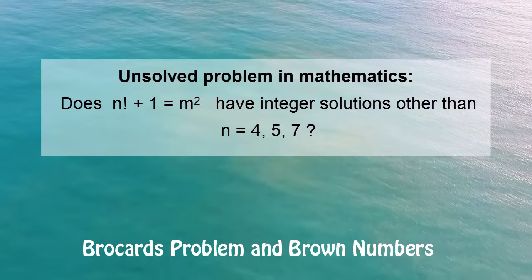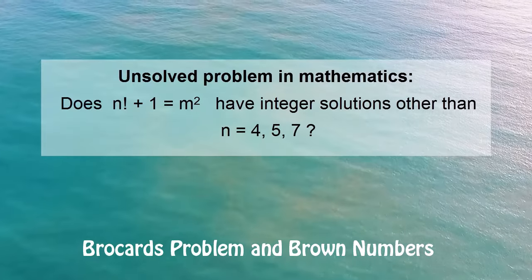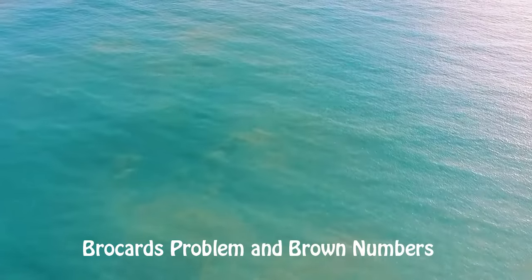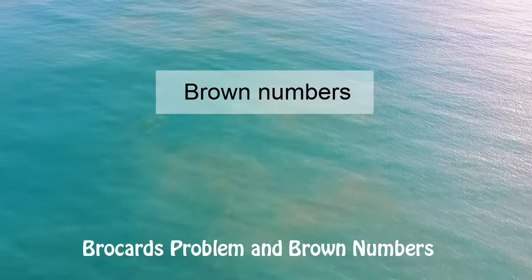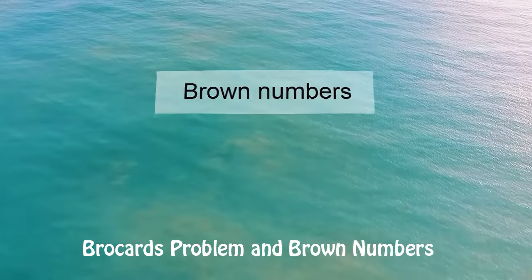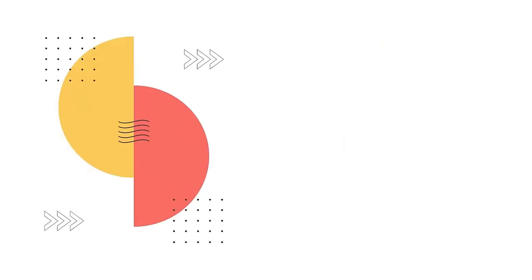And at this point, there are only three solutions that are known for this, as we can see here, and only three pairs of n and m are known, and these are called the Brown numbers. As of 2019, these are the only three that have been found, and it has been theorized by certain genius people like Paul Erdős and so forth, that no other solutions exist except for these three numbers.